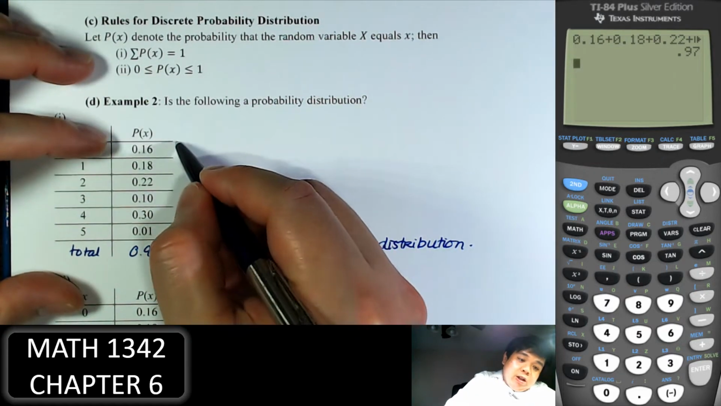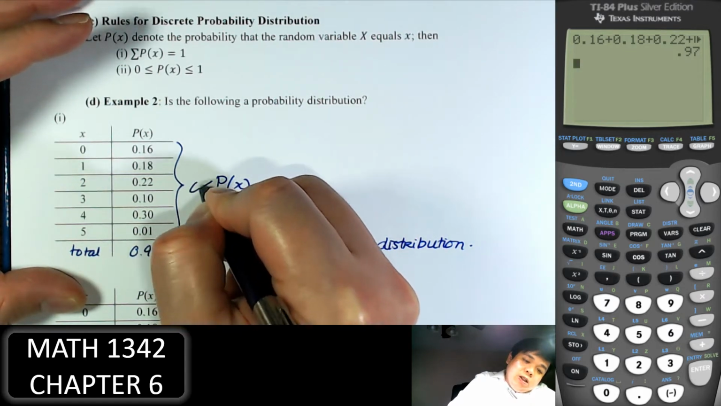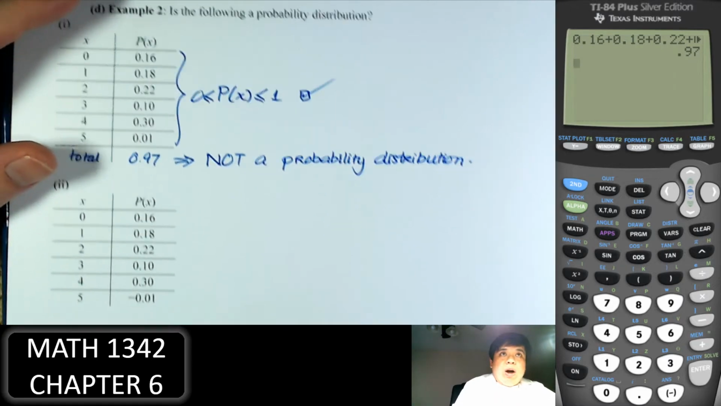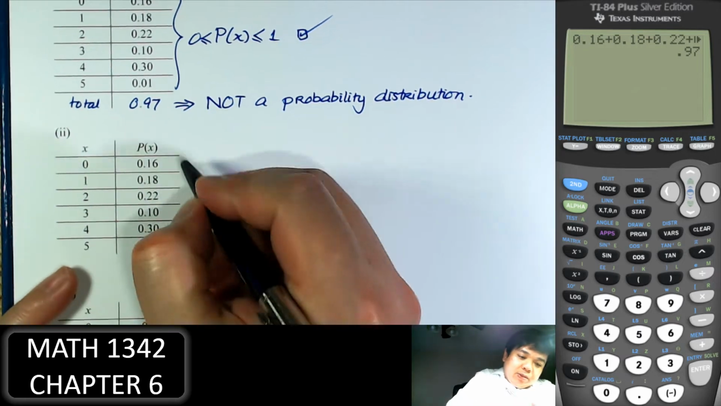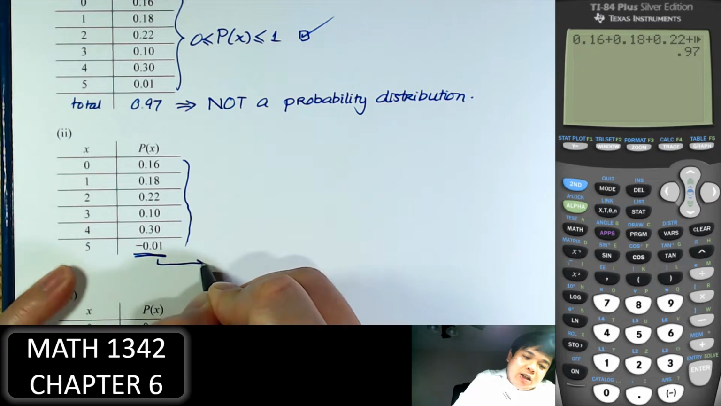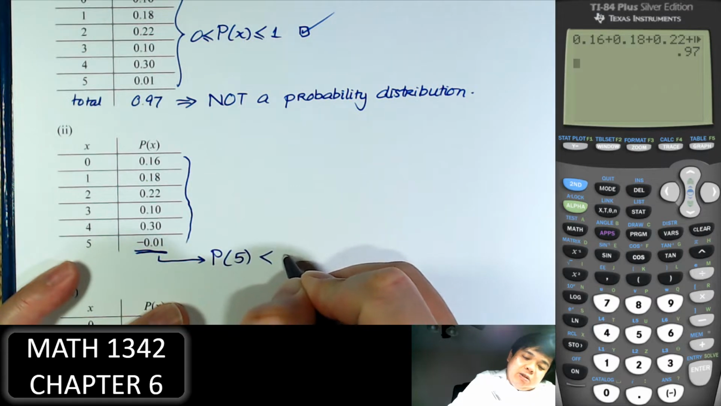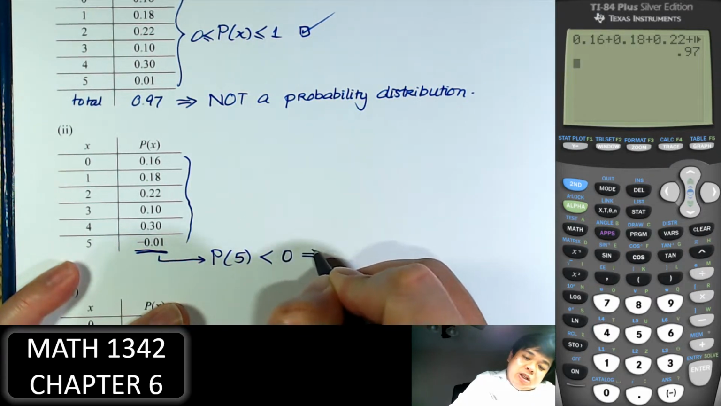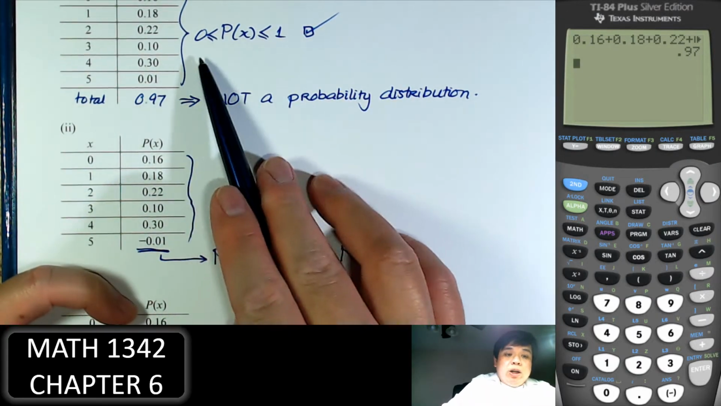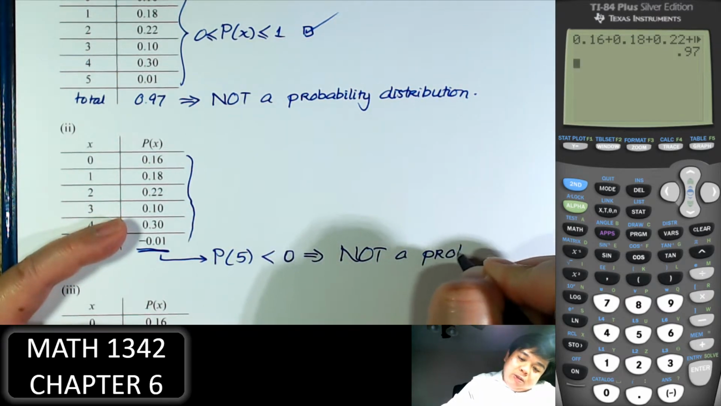Right. All of this is between 0 and 1, so at least that box is checked, but the total is not 1, so it's not good. Next, when we look, one of these values is less than 1. So it's a P of 5 less than 0, so it's not a probability distribution. A probability has to be between 0 and 1. So this is not a probability distribution.